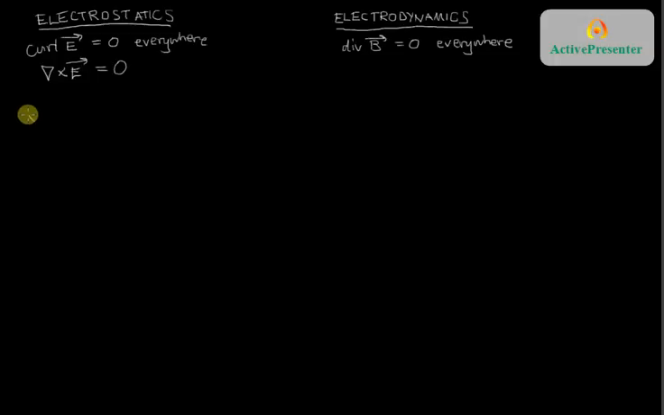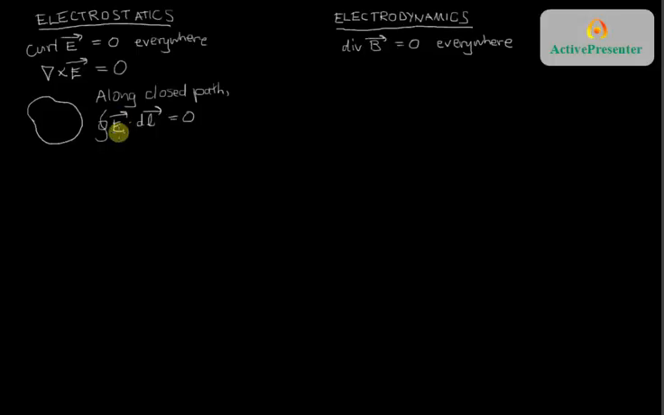Well, if the curl of E is zero everywhere, then that means something important about an arbitrary path that we could draw. Here's some path that we could trace out in space, and we could integrate the electric field along that path. Specifically, we could calculate the circulation of the electric field. And what the curl of E being zero means is that along a closed path, the integral of E dot dl equals zero. Now why is that true?